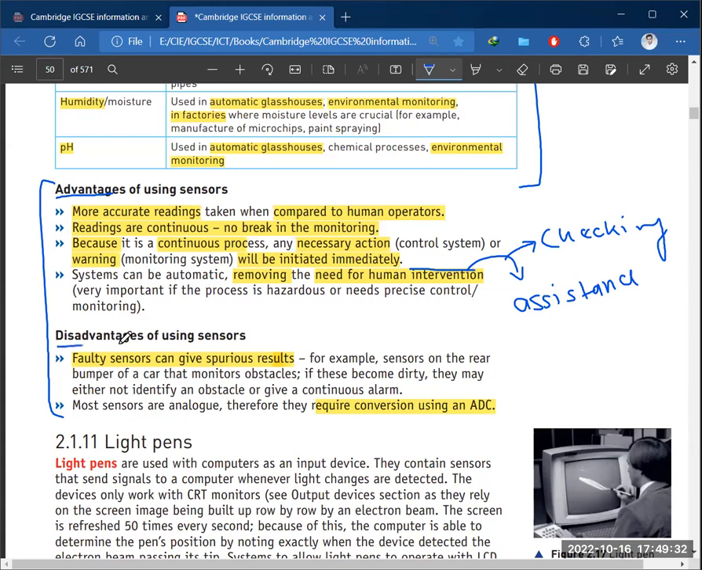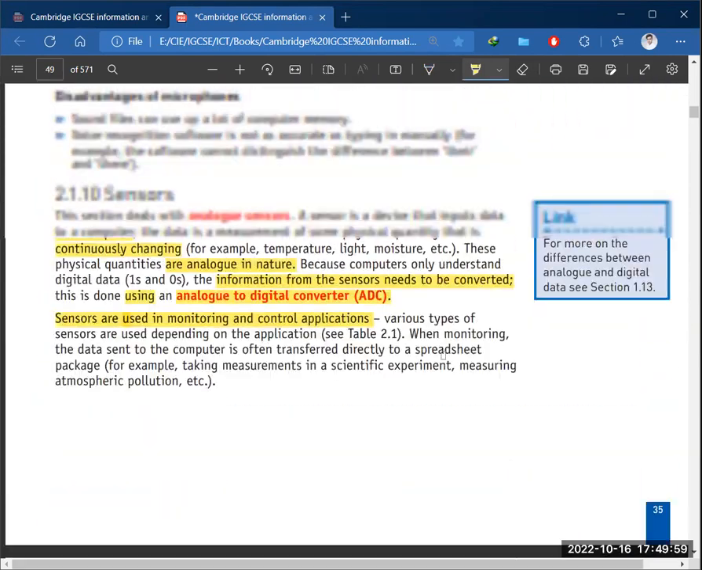Those are the advantages. But the disadvantages are that faulty sensors can give spurious results. I don't know why they're using these fancy words. Wrong results. Fine? Is that clear? Any questions? Now, they also require conversion using an ADC because sensors are analog. You can't just use it directly because the computer doesn't understand.